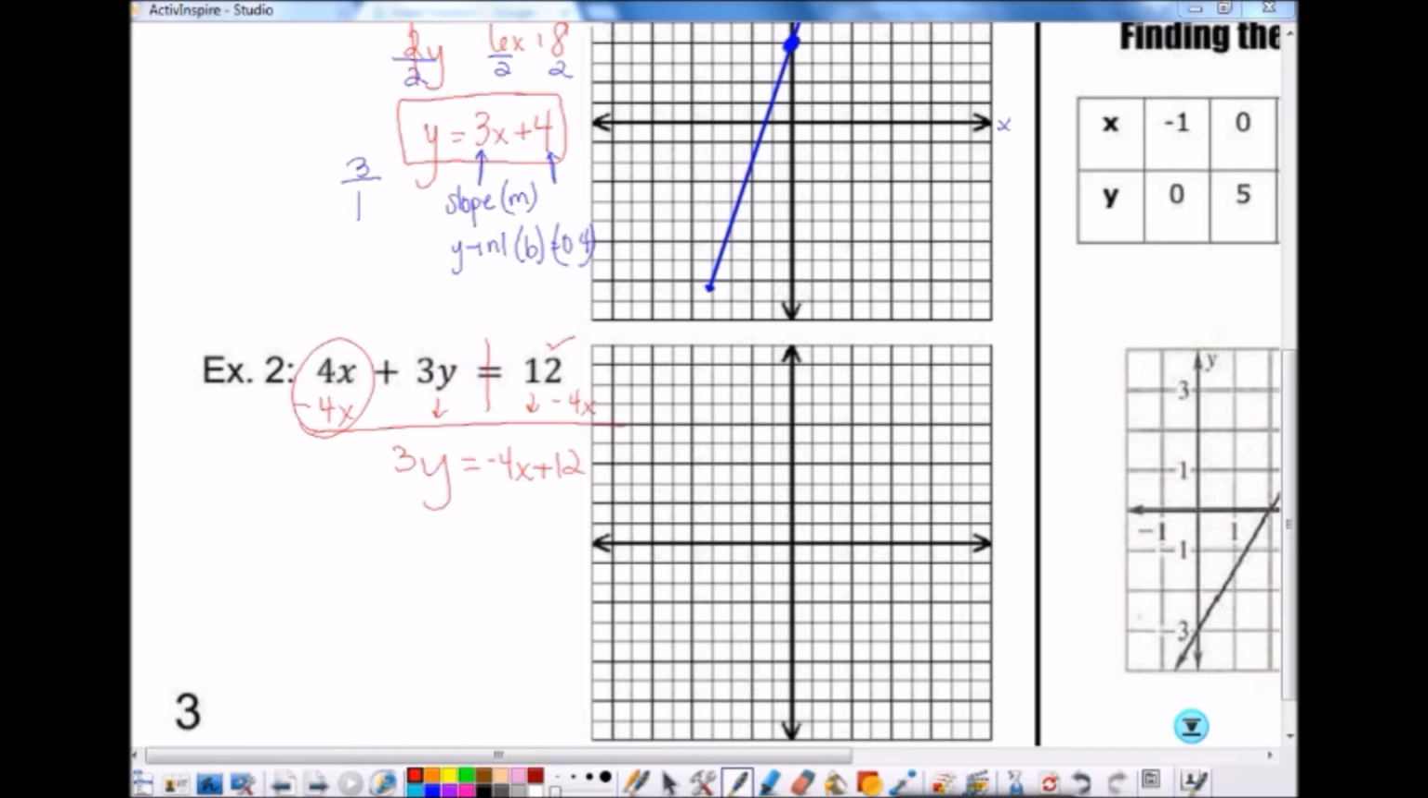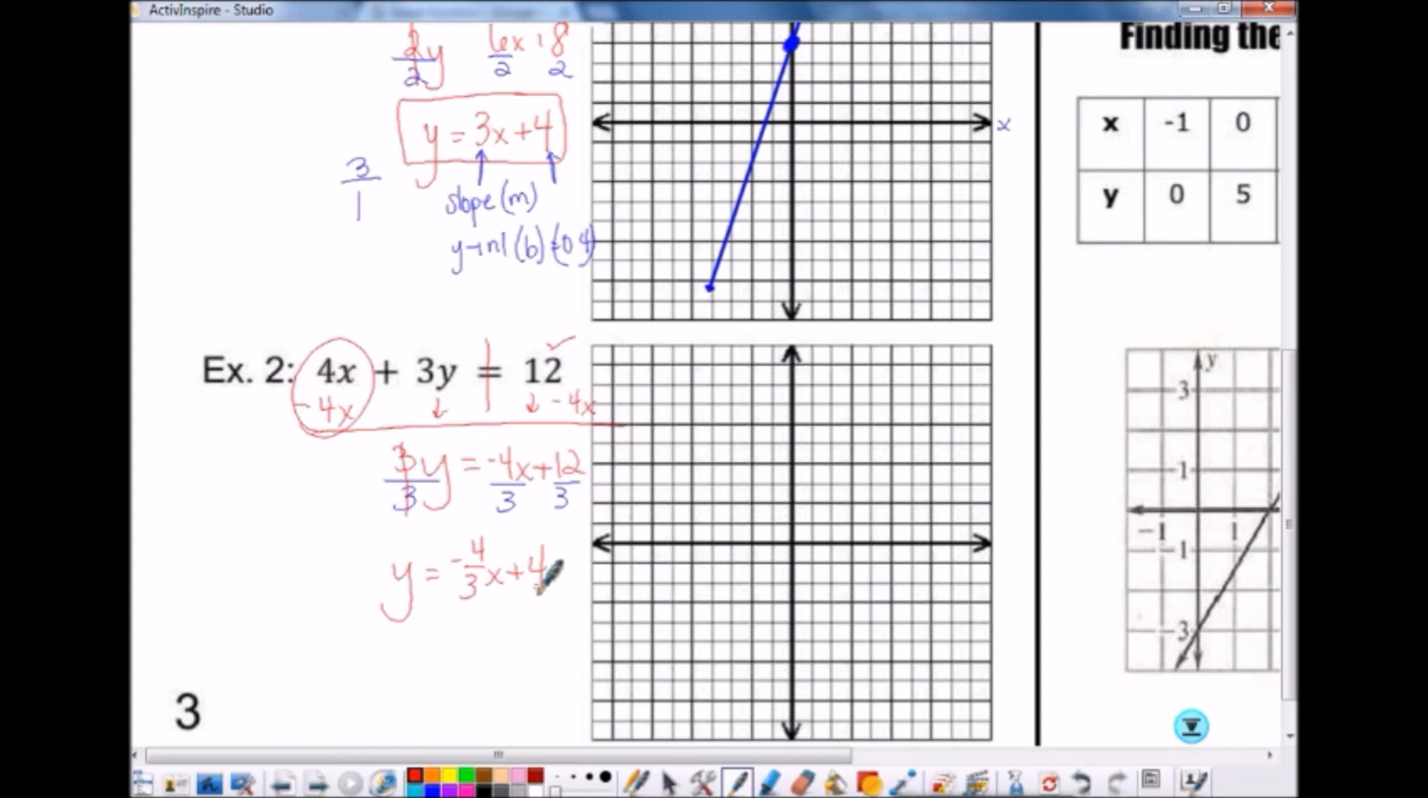Alright, so the first step you should have done is subtracted 4x from both sides. Now remember, the 3 and the 12 do not have x's, so you cannot put 4 negative underneath that. So this is what you would get. 3y equals negative 4x plus 12. So now the last step is to divide everything by 3. So then now your equation is y equals negative 4/3 x plus 4.